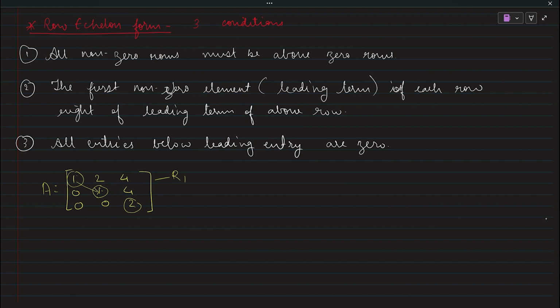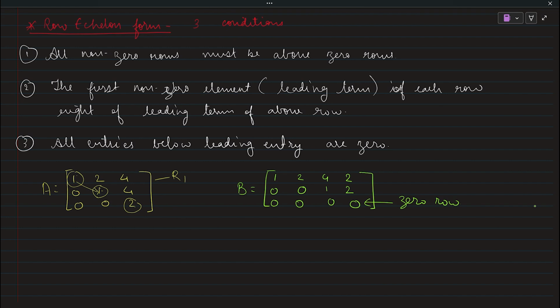Now let's take another matrix B. 1, 2, 4, 2, 0, 0, 1, 2, 0, 0, 0, 0. Here also, first condition, all non-zero rows are above zero rows. When all the entries in a row are zeros, we say that it is a zero row. So this is a zero row. Okay. So here all the non-zero rows are above zero rows.